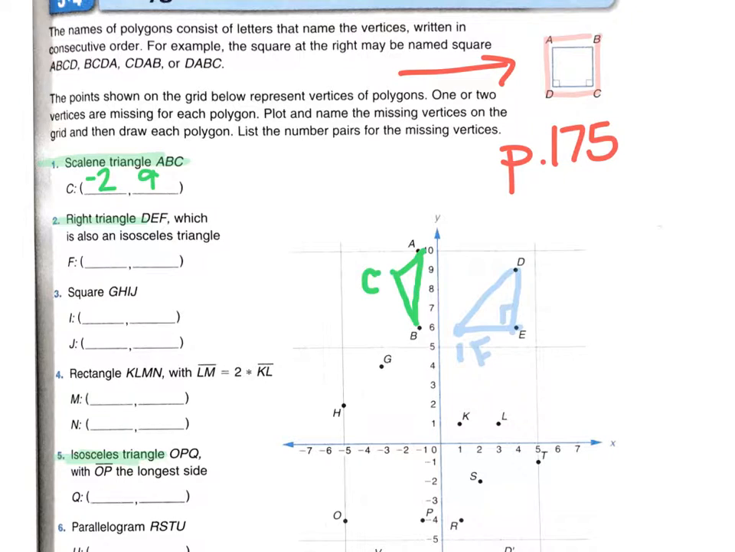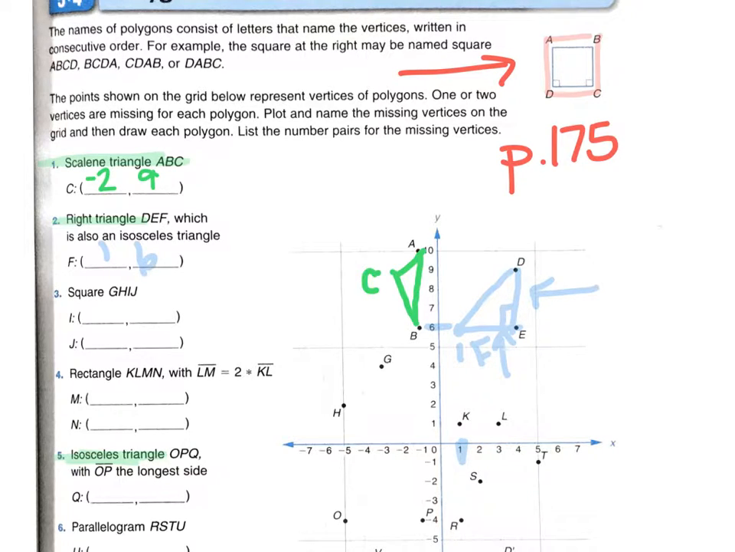So now I have a right triangle, and this side is the same length as this side. You don't need to draw those arrows on there, but that's just showing that we do have a right triangle, which is also an isosceles, and I plotted point F at 1 and then 6. So that's what I'll be writing down here.